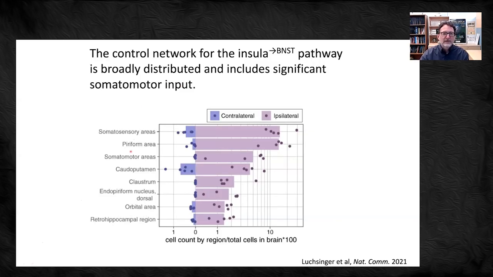So then these are some of the very top hits of regions that project onto those insular cells that go to the BNST. And I'll call your attention in particular to the somatomotor areas. This was a big surprise to us: the insular cortex gets a large input from motor and premotor areas, areas involved in the executive control of movement.